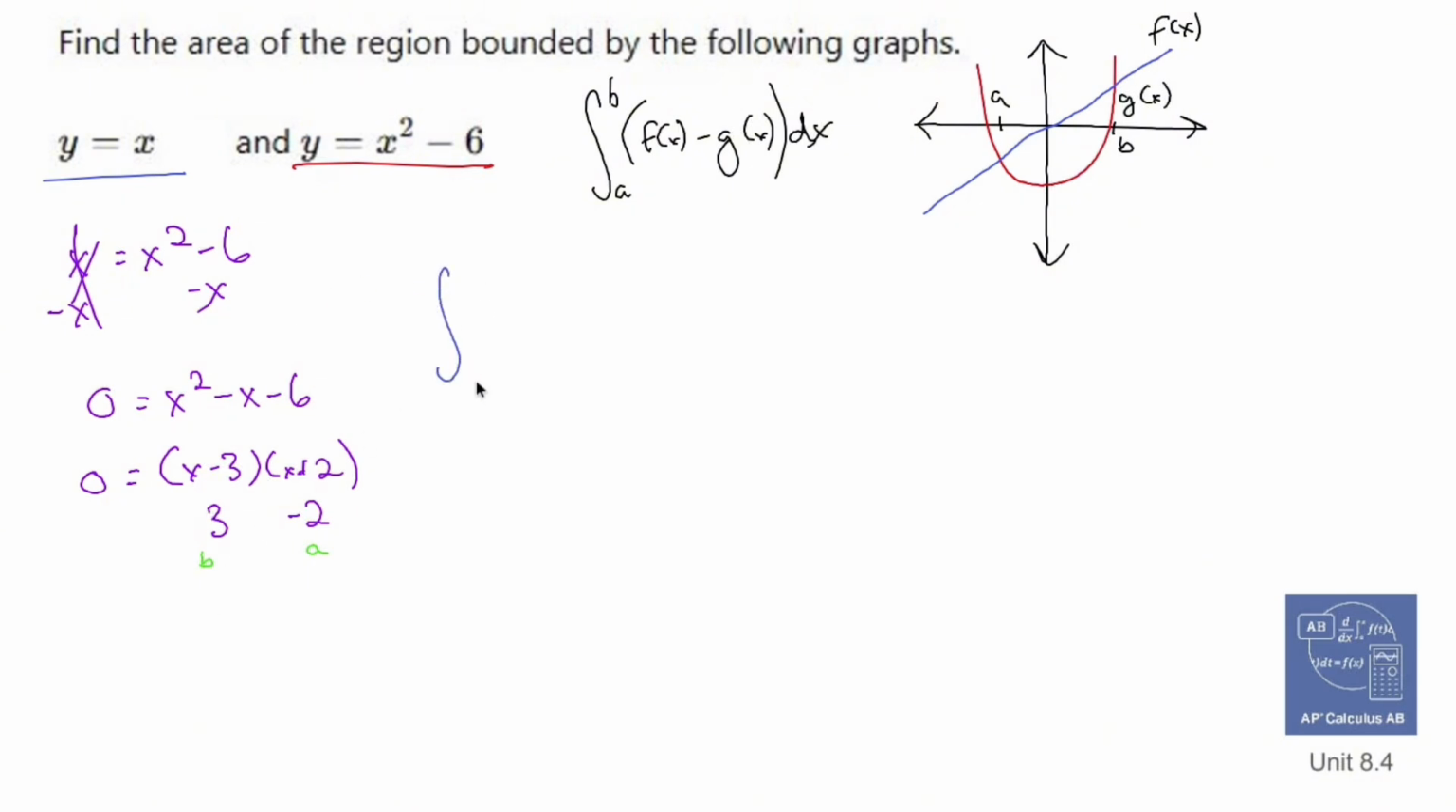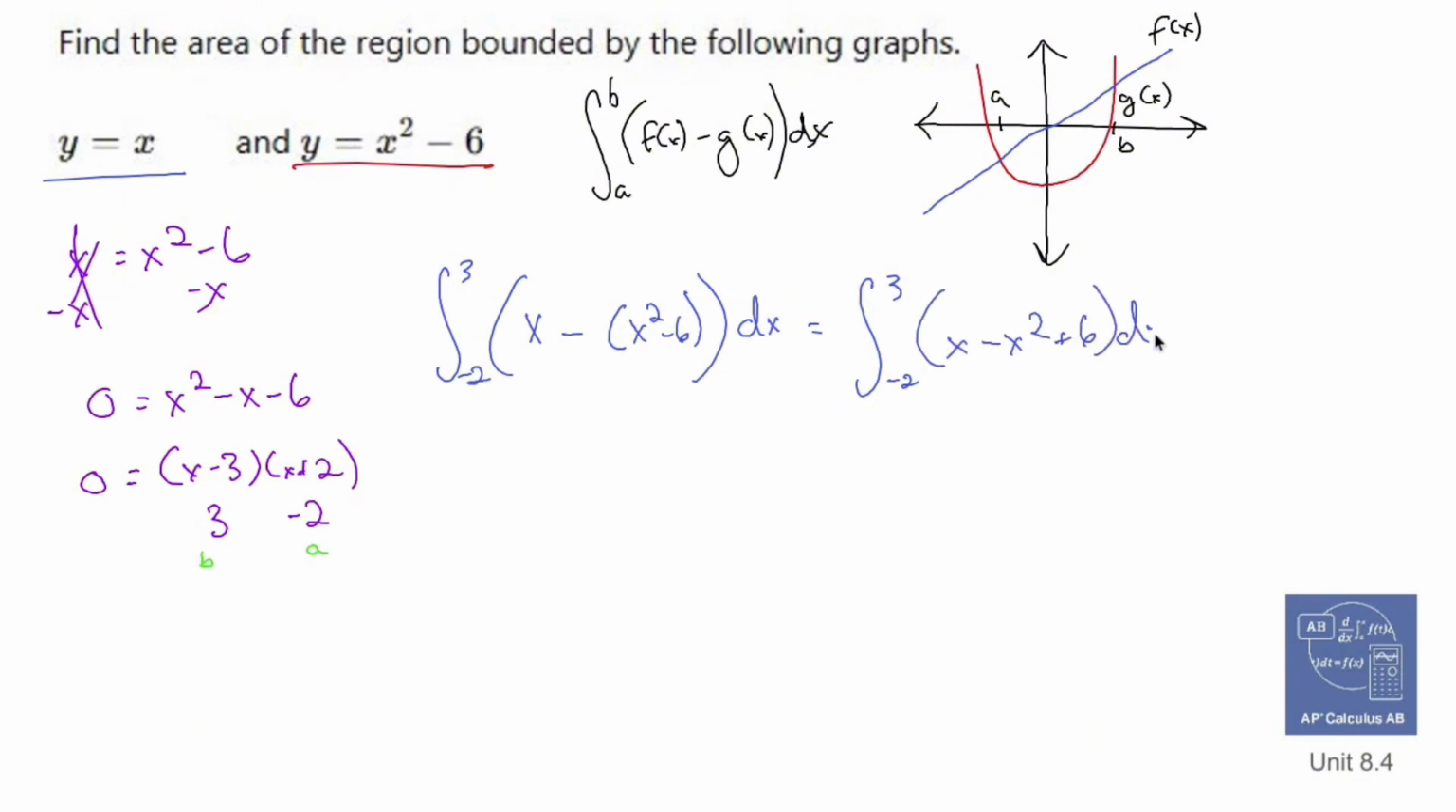So I have the integral from negative 2 to 3 of f of x, which we're calling the linear equation, x, minus g of x, which is x squared minus 6. Now, what if I have that backwards? Then you're going to get the same exact number, but it's going to be negative, and you just have to realize that since I got it backwards, the answer is going to be the opposite. So if my answer is negative 50, the actual answer is positive 50. Let's rewrite that after distributing the negatives: the integral from negative 2 to 3 of x minus x squared plus 6 dx.